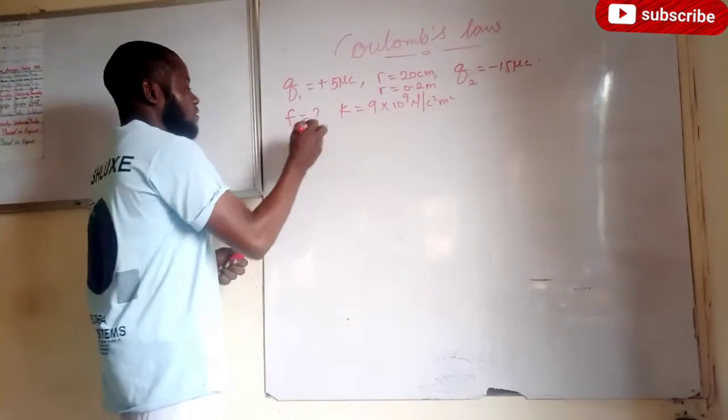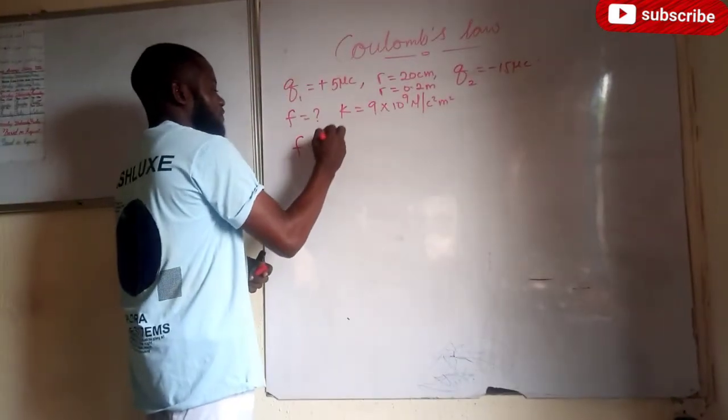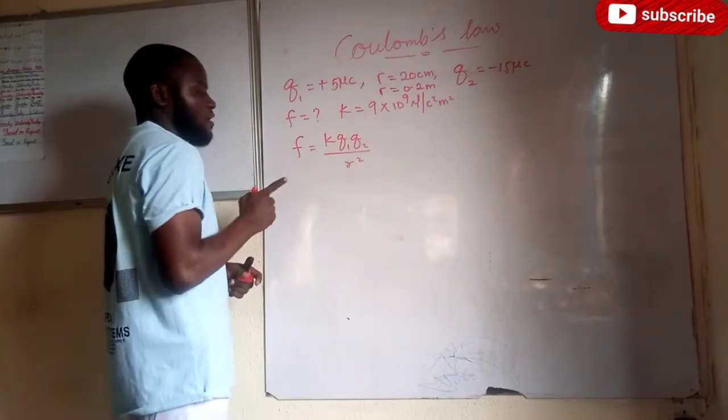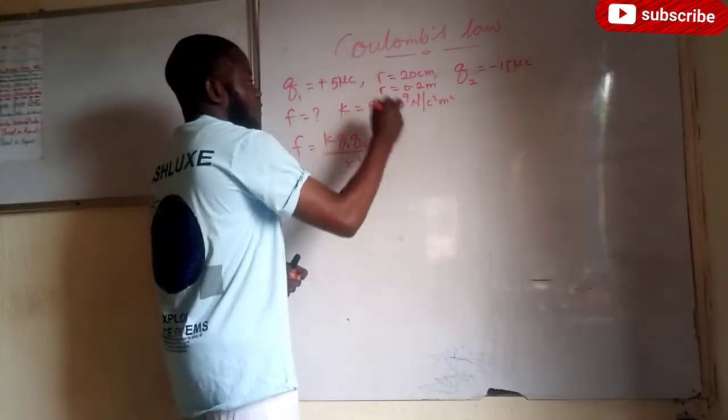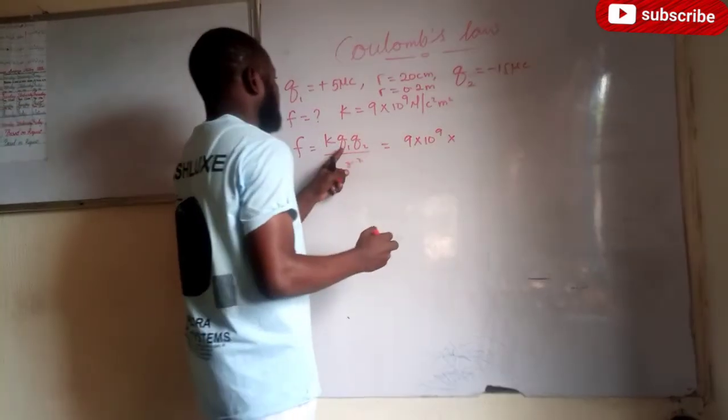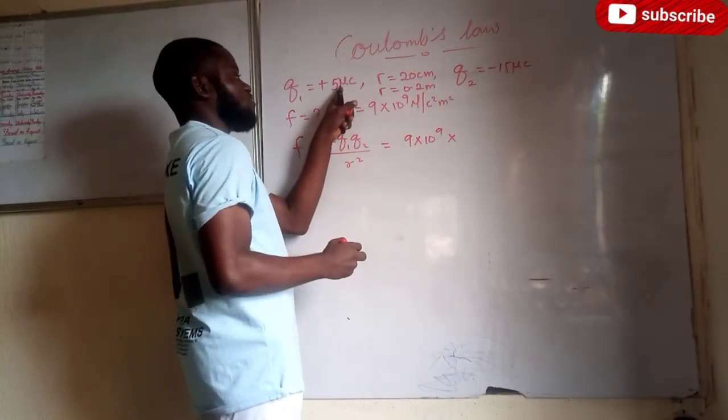Cool. So from Coulomb's law, F equals K Q1 Q2 divided by R squared. Therefore, we have 9 multiplied by 10 to the power of 9. Then multiply by, remember we have to convert this one to Coulomb.